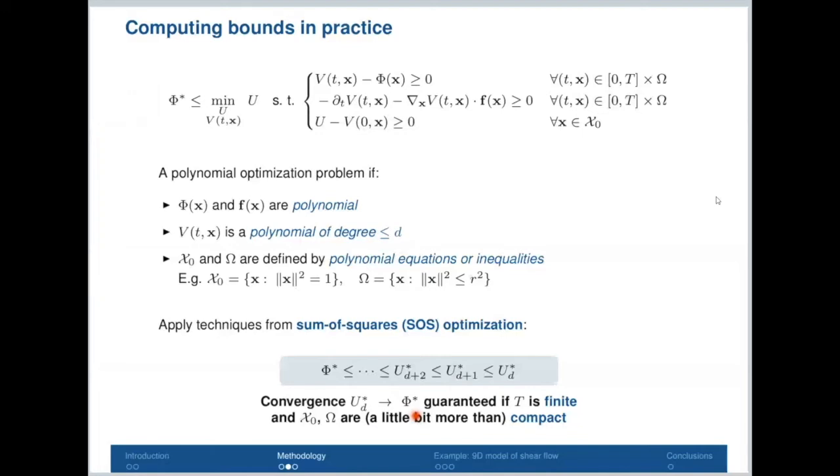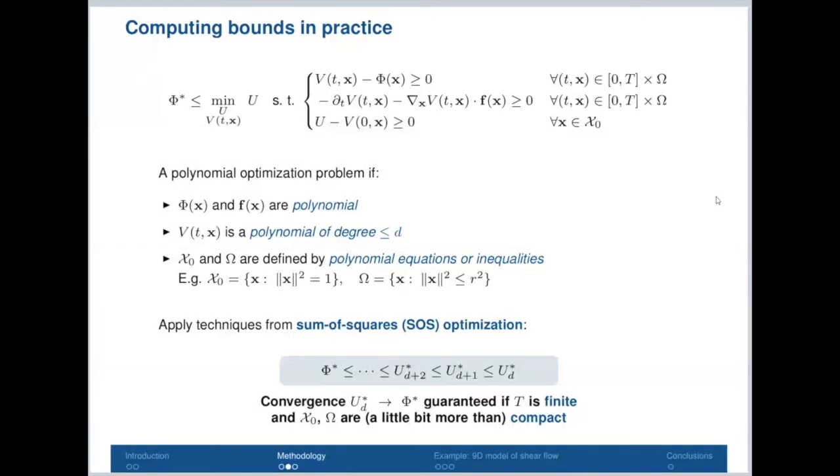So here I want to pause for a second and just consider again what I've just said. So I have the value phi star, which is a solution of a nonlinear, non-convex optimization problem over trajectories. And what I can do using auxiliary functions is approximate this value with arbitrary accuracy just by solving a set of convex problems.